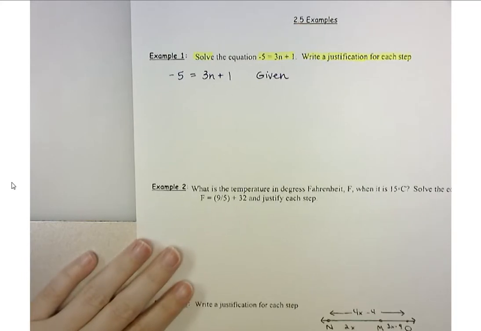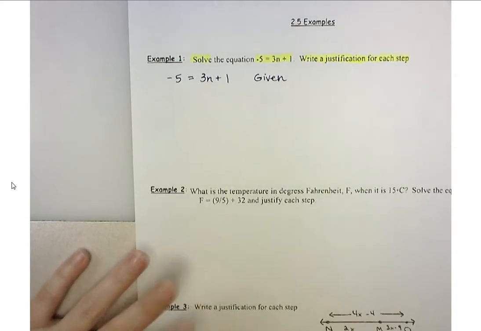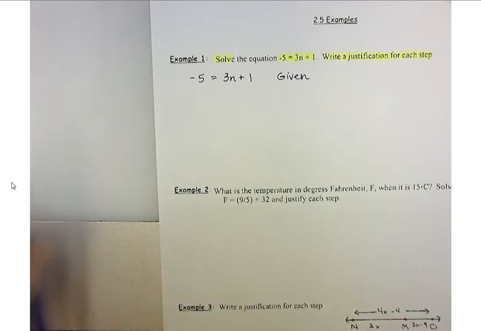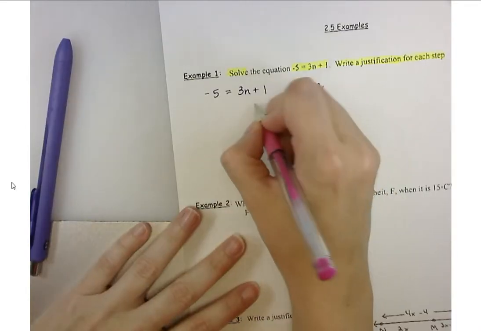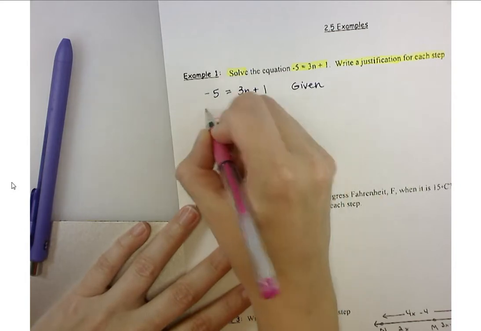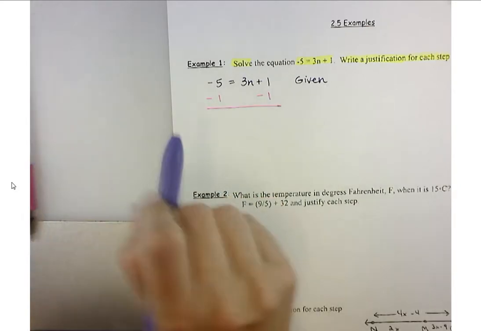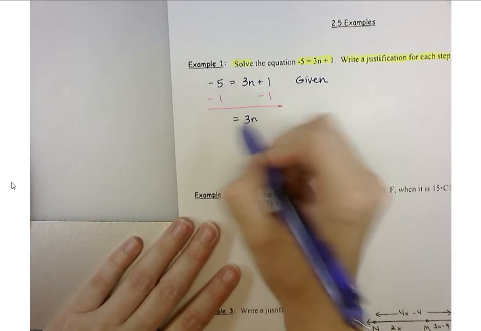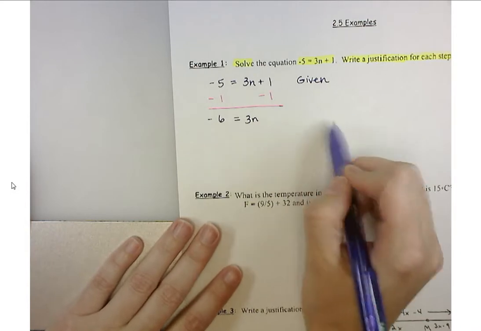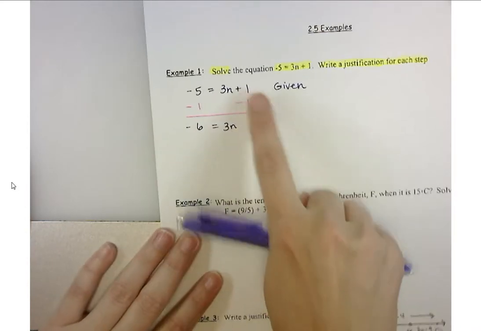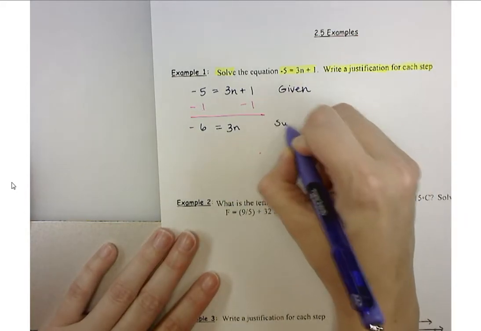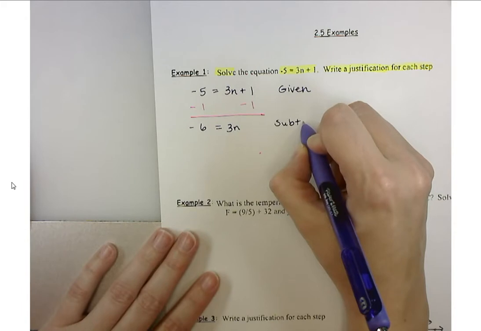Okay, and so now we are going to solve this. All right, so Abby, what am I going to do first to solve this for n? Yep, so I'm going to subtract 1 from both sides. Okay, so I'm going to do that, which is going to leave me with 3n equals -6. So what you're going to do is write a justification for how you got from this step to this step, and we did subtraction. Is this going to be of equality or congruence?